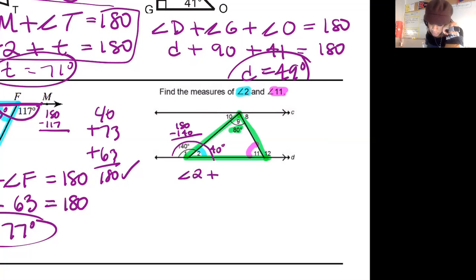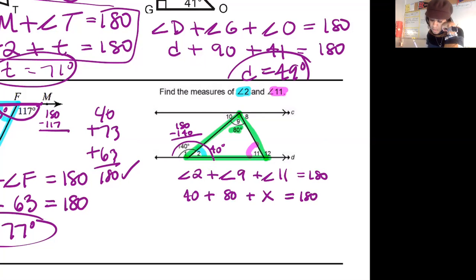So angle 2 plus angle 9 plus angle 11 has to equal 180 degrees based on our theorem. Angle 2 is 40 degrees. Angle 9 is 80 degrees. And angle 11 is unknown. I'm going to call that x, equal to 180. So my answer for x, when I put this in my equation solver, it's going to give me 60 degrees. So my answers are, remember, what's the measure of angle 2 and the measure of angle 11?